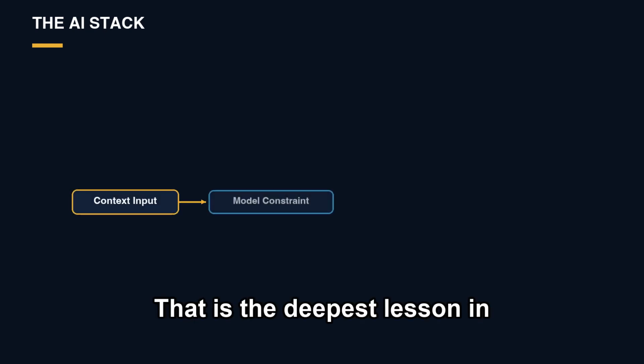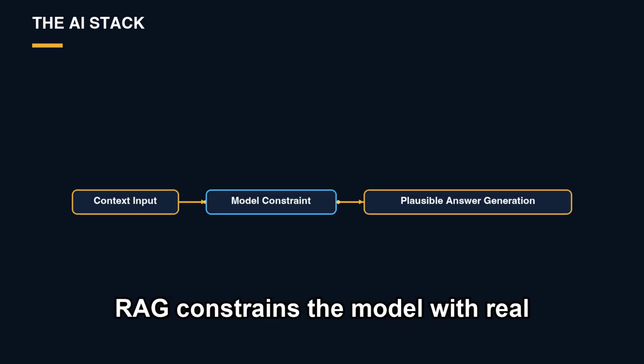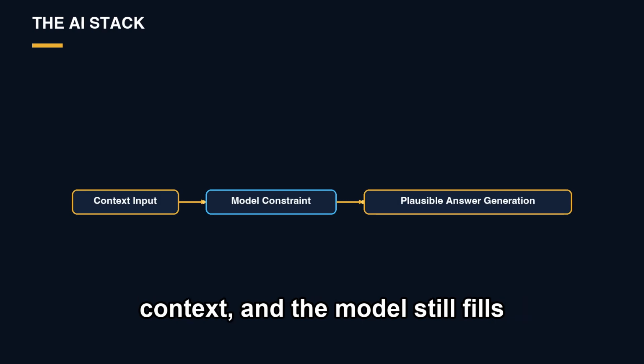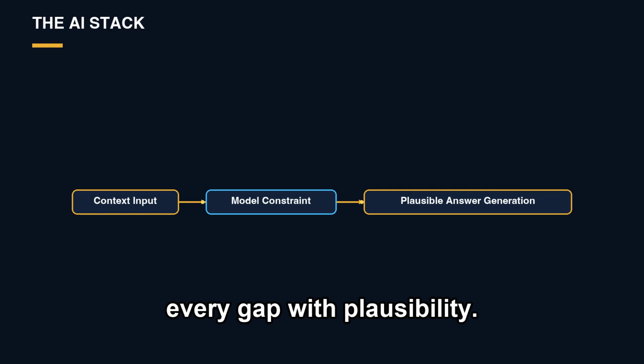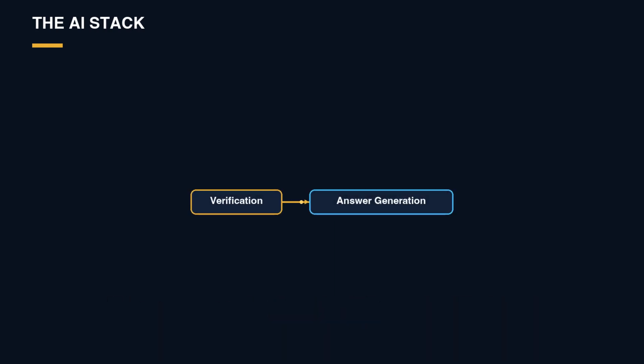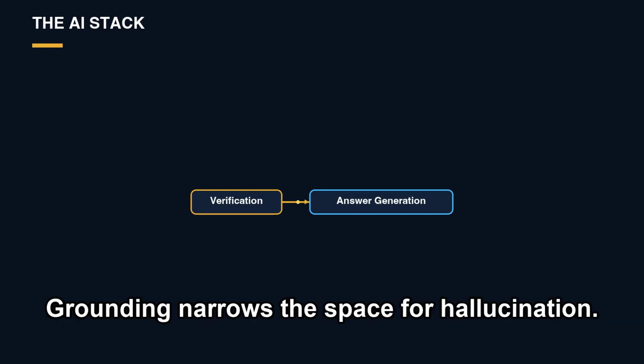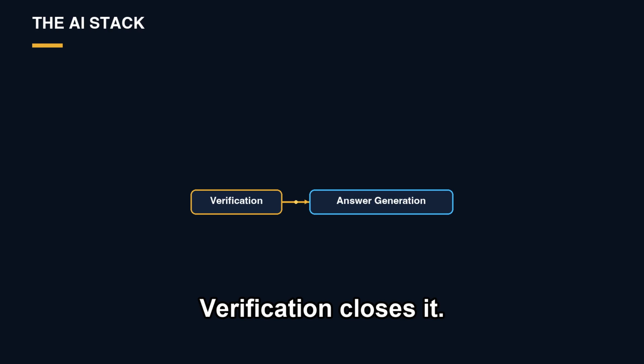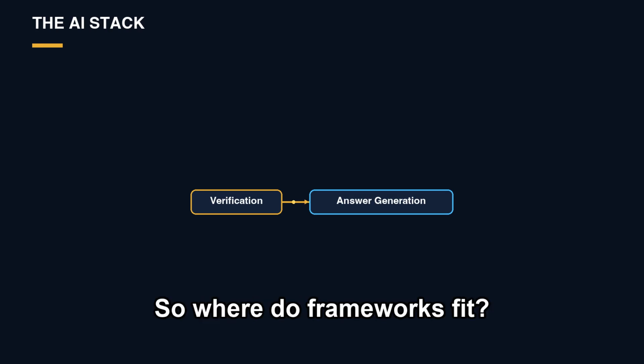That is the deepest lesson in this entire episode. RAG constrains the model with real context, and the model still fills every gap with plausibility. The retrieval you build controls what it knows. It never controls what it embellishes. Grounding narrows the space for hallucination. Verification closes it. So where do frameworks fit?